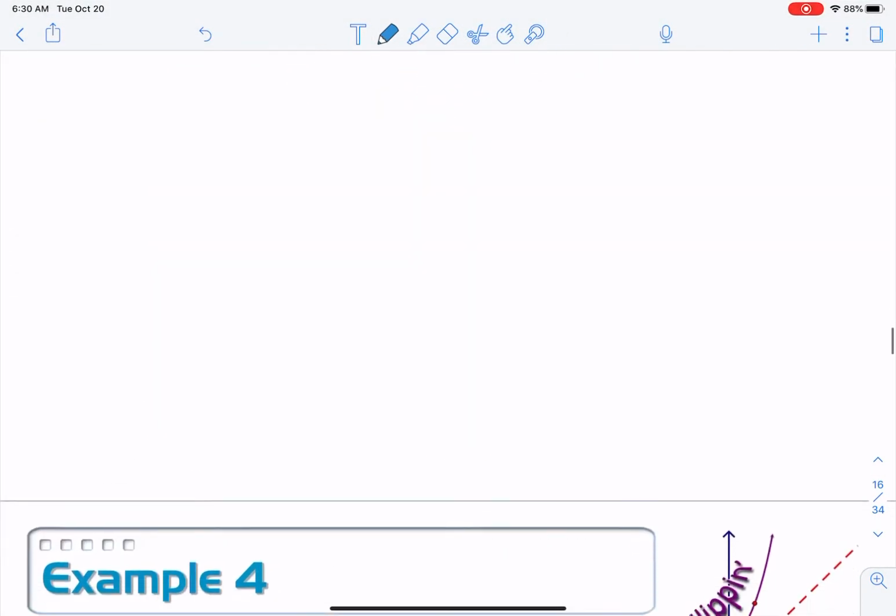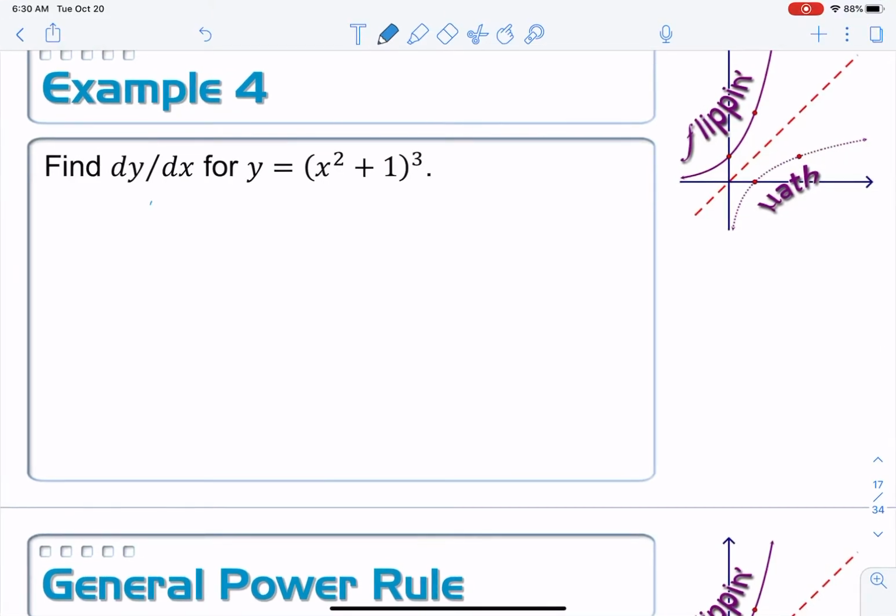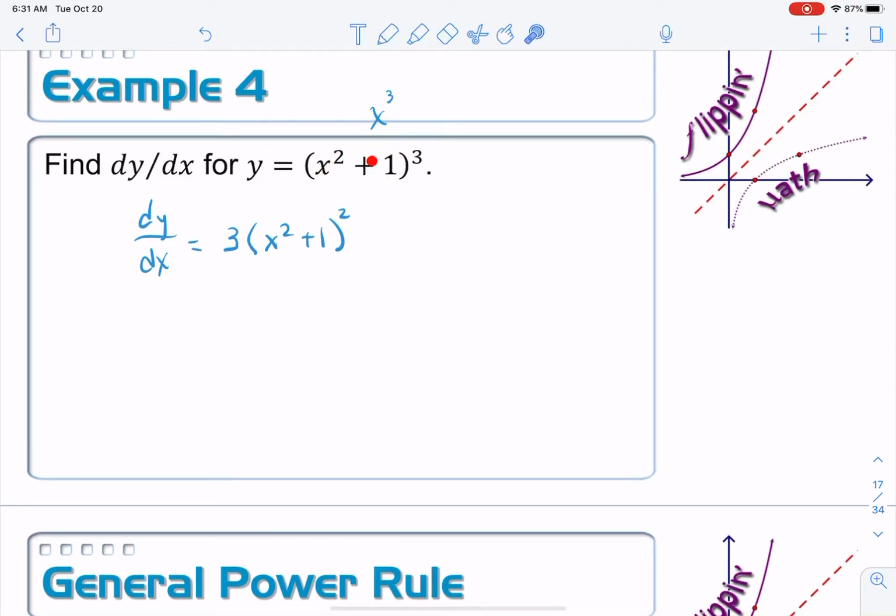So the way that I write this then, dy/dx is equal to, I am going to take the derivative of this exterior function. Exterior function, pretend like this is x to the third, okay? So you would leapfrog that power down, 3 times, it's not really x, right? It's this interior part here, which is x squared plus 1 to the second power, right? So I just took the derivative of this cubing function with respect to the interior function there.